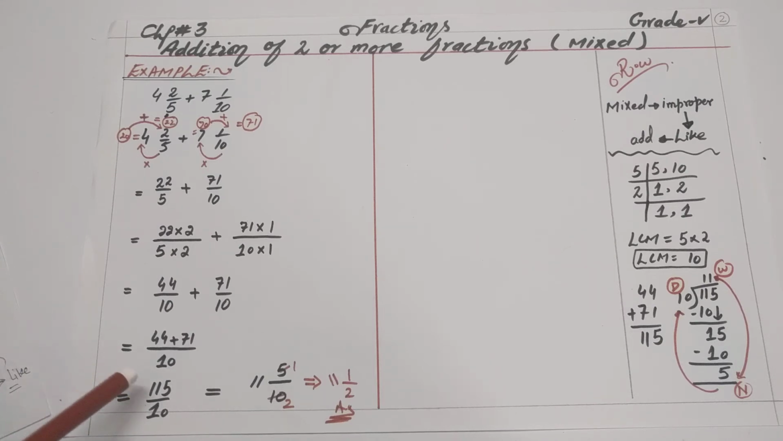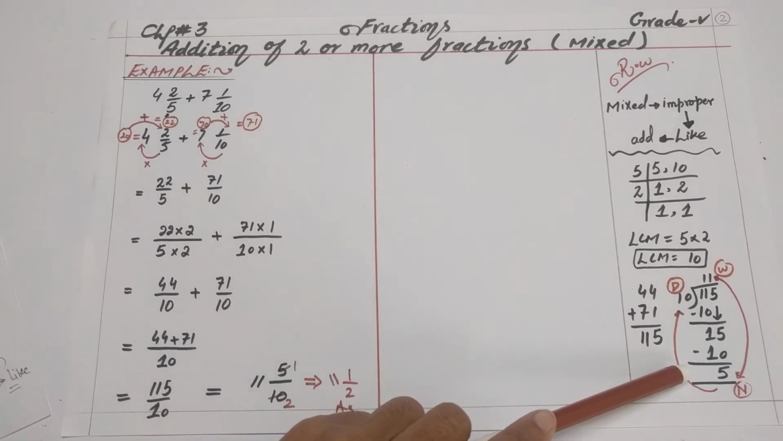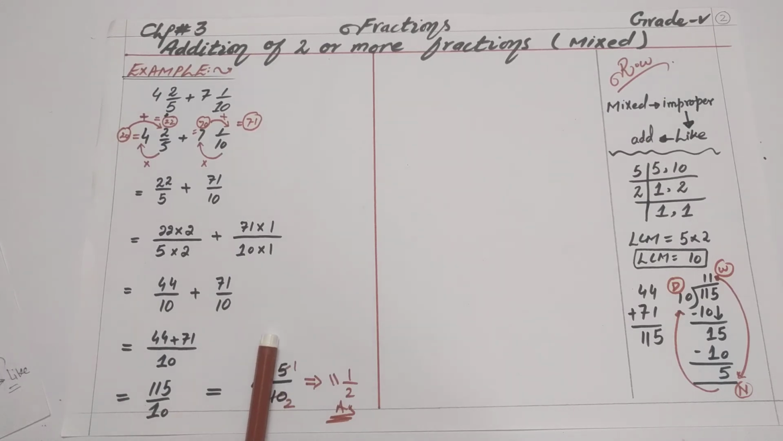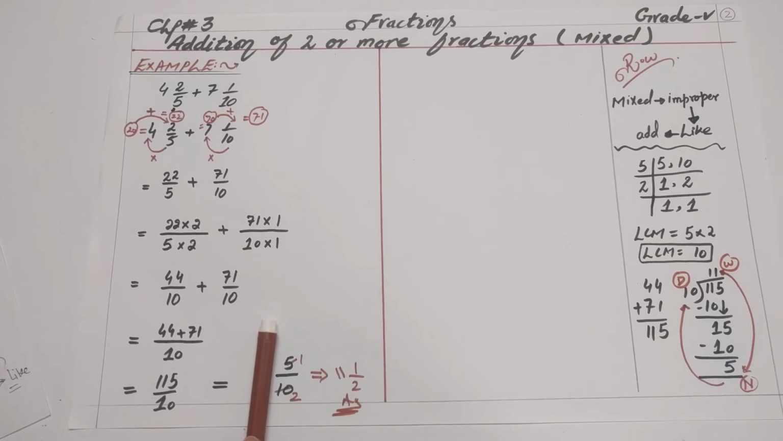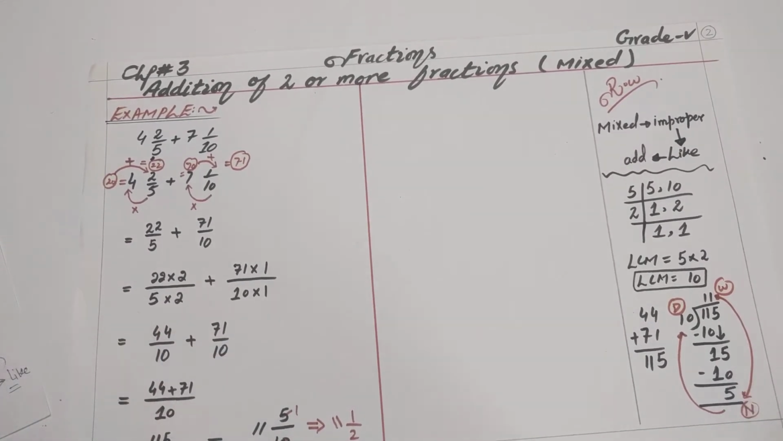But if your answer is in improper fraction, you will write the answer into the mixed fraction by the division method. And again in the mixed fraction, you will check whether your fractional part is in the lowest form or not. If not, then you will again convert it into the lowest form. Got it? Now students, there is one more method to add the mixed fraction.